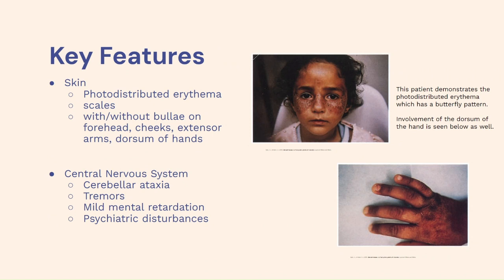Skin here, you're going to notice, obviously, photodistributed erythema with or without bullae. You'll also see that on the hands as well because these are photosensitive disorders. But the key is going to be, you might have the pellagra-like symptoms, and you also can see the central nervous system symptoms as well.